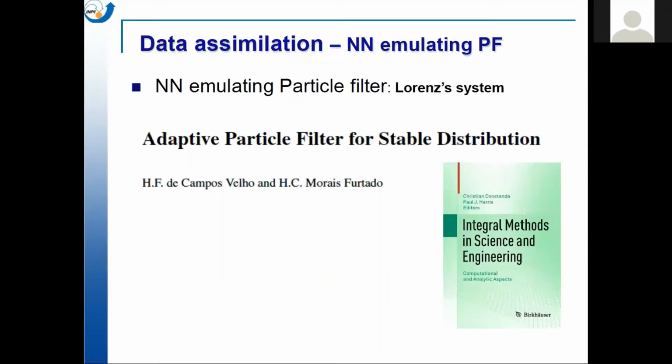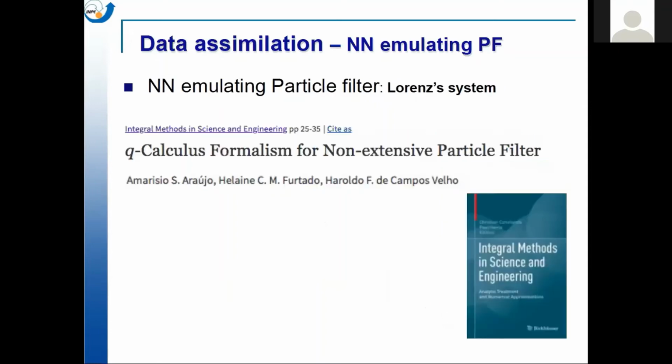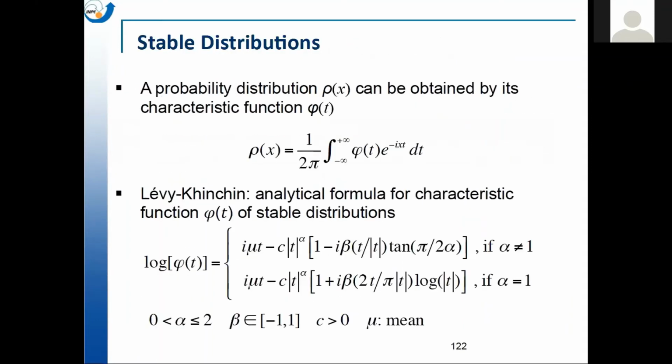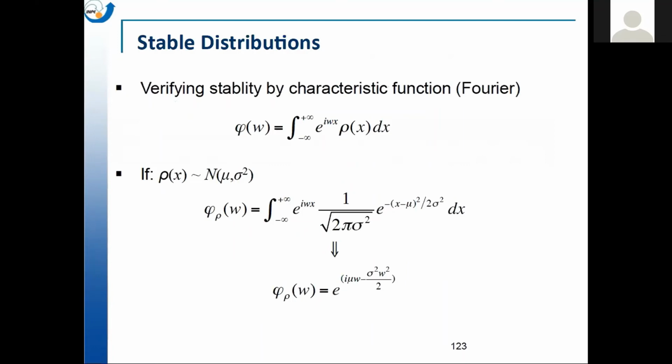You can see here a chapter in this book, Adaptive Particle Filter for a Stable Distribution. We try to formalize it from a mathematical point of view using q-calculus. We try to prove that the Tsallis distribution is a stable distribution, and so we do some formulation. If you are interested in this theoretical stuff, please join us.